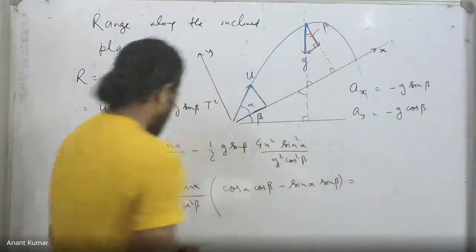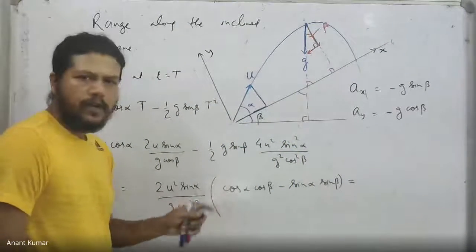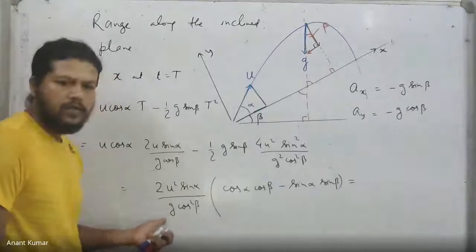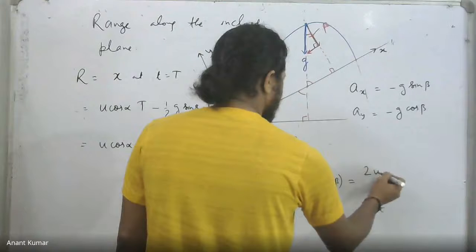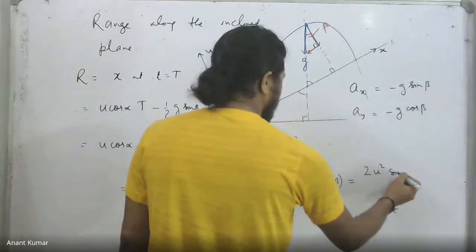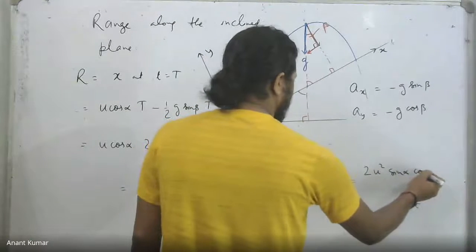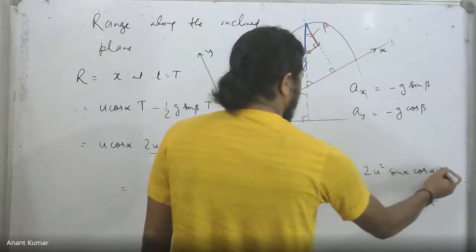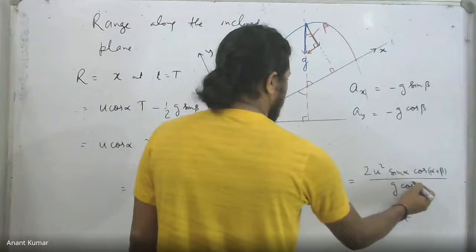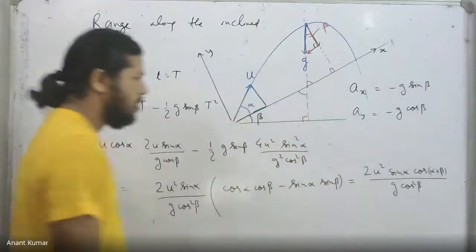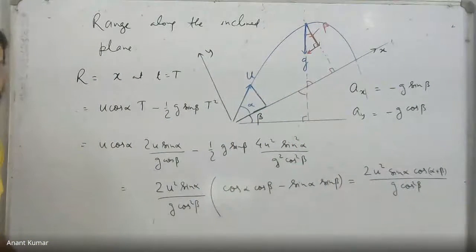Yeah, so it becomes 2u square sine alpha cos of alpha plus beta divided by g cos square beta, isn't it? So I get twice u square sine alpha into cos alpha plus beta divided by g cos square of beta. That is what we have as the range along the inclined plane.